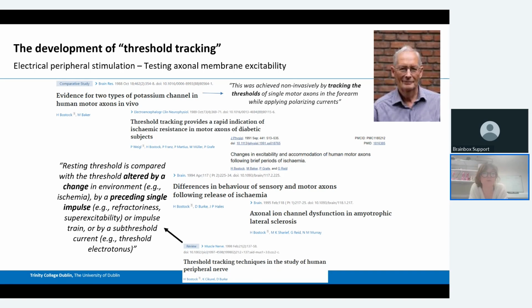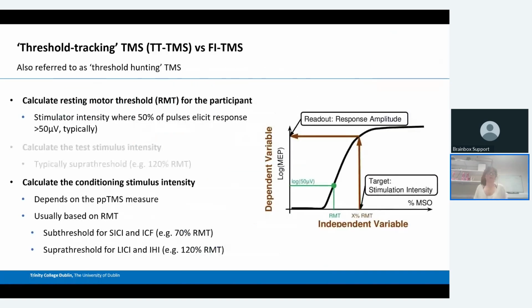So if we look at how that applies to TMS, let's compare it to what we were doing in fixed intensity TMS. So again, we're going to calculate the resting motor threshold, similarly to what we would do in fixed intensity TMS. We're also going to calculate a fixed conditioning stimulus intensity. It's going to be either subthreshold or suprathreshold, much like we do for fixed intensity TMS.